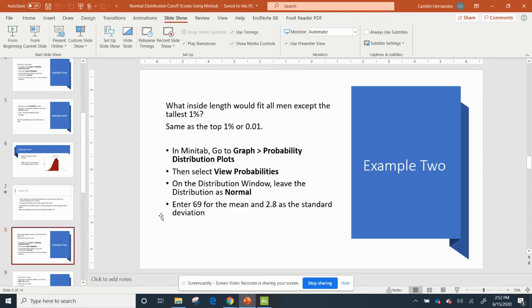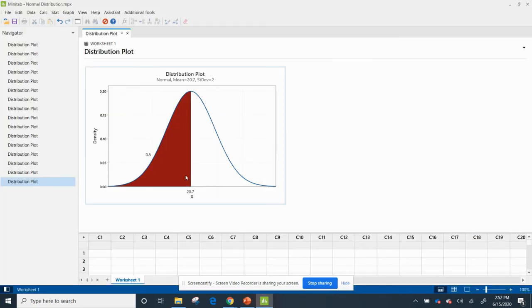Let's go ahead and think about this. The tallest 1% is the same as saying the top 1% are 0.01. Let me show you what I'm going to do, because I said the top, the highest. I don't want this area in the red to go to the left. I want it to go to the right.